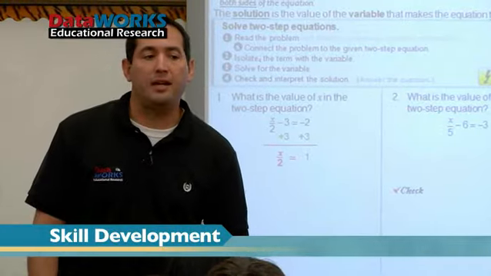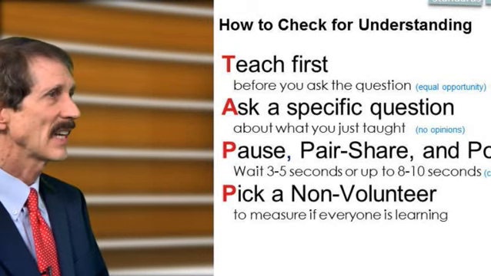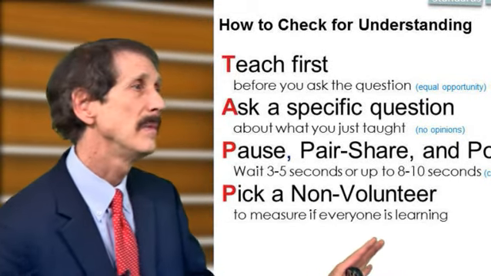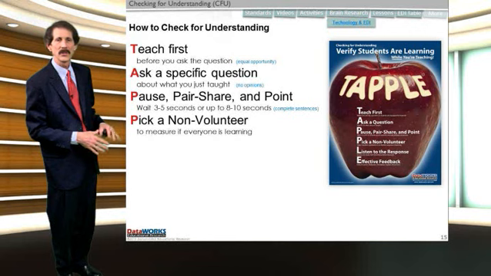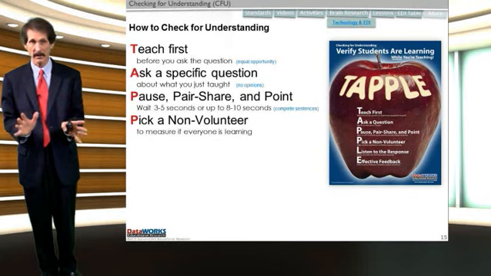A's talk to B's. And let's look at the next part of TAPLE, the second P. Let's read together. Pick a non-volunteer to measure if everyone is learning. So the next step is you've asked the question, the students have pair shared, they've rehearsed their answer, they're ready.